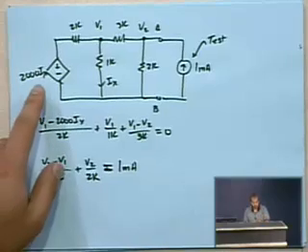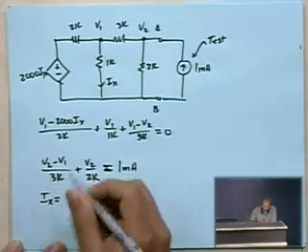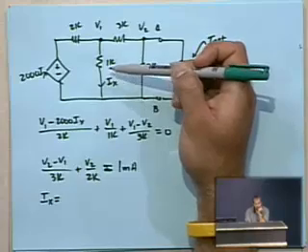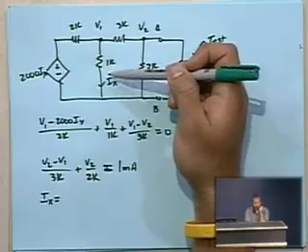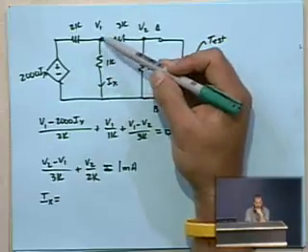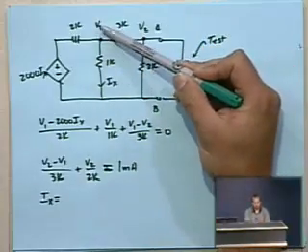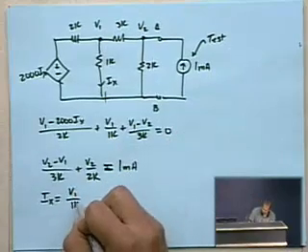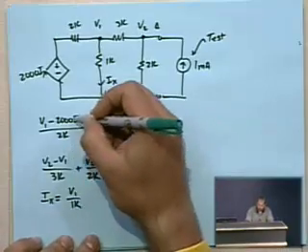Now we need the controlling equation for Ix. Ix is the current that's running through the 1 kilo ohm resistor. The current running through that 1K resistor is the voltage across the 1K resistor divided by the resistance. The voltage across that resistor, as given in the problem, is this node voltage V1. So Ix equals V1 divided by 1 kilo ohm. So we can substitute that back in up here.